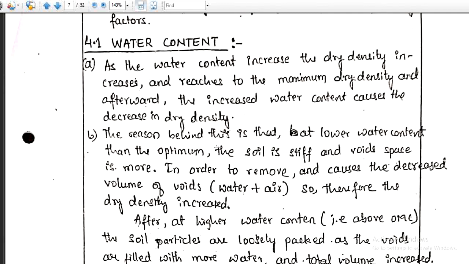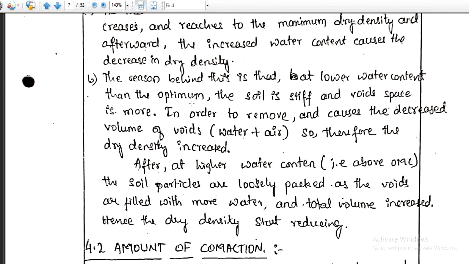So as water content increases and goes beyond the optimum moisture content, whatever space was to be occupied by the soil particles will be occupied by water particles. For that purpose, this particular curve will fall. That means dry density will decrease. Okay, so that's what they have given over here.